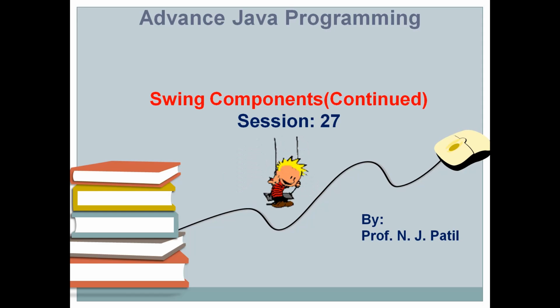Hello students, welcome back. In the last session we discussed JScrollPane and the JList component of Swing. In today's session we will discuss some more components of Swing. The components which we will discuss are JComboBox and JTable. So let's start.